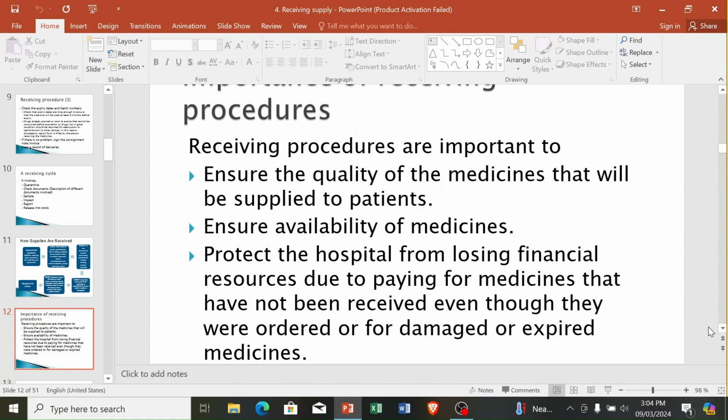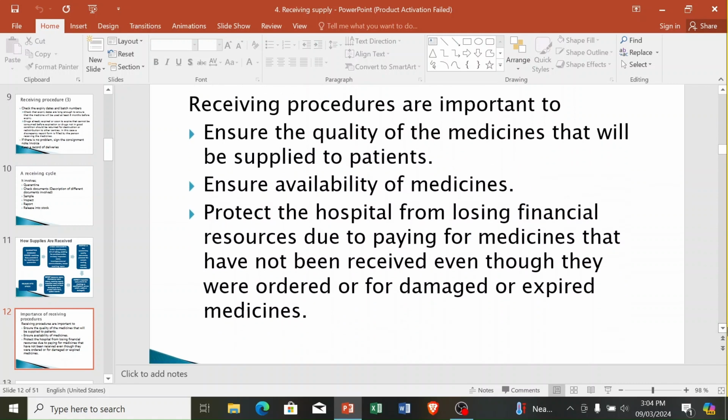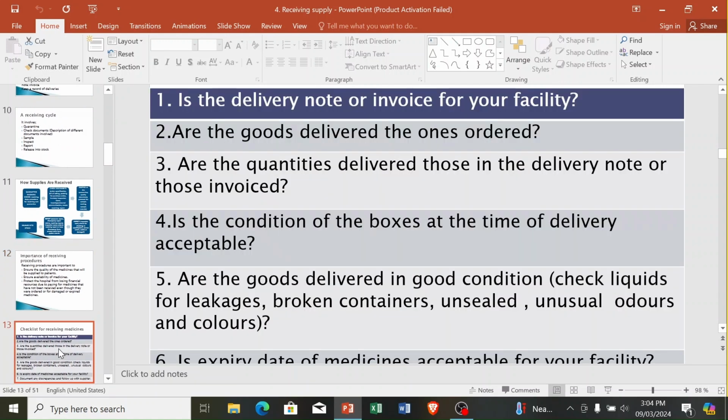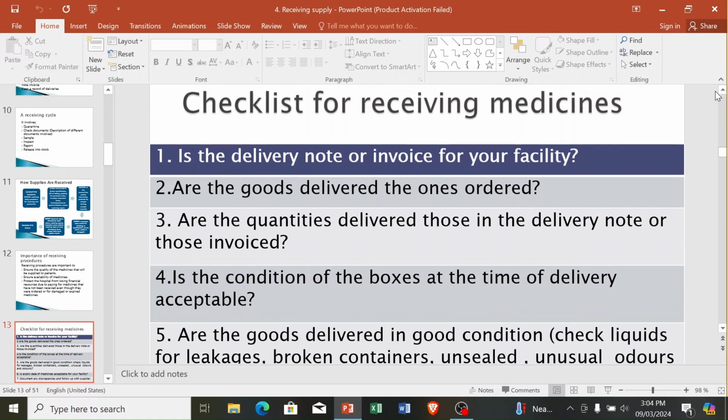So a goods received note and discrepancy form enables us to defend ourselves on what we are paying and why we are paying for them, and what we are not paying and why we are not paying for them as well. Okay, so you find that it protects us from losing, paying for what we didn't receive, paying for what got damaged. Okay, so this is a checklist of how it can look like. You can look out for more advantages. So this is how it can look like, a checklist for receiving medicine.